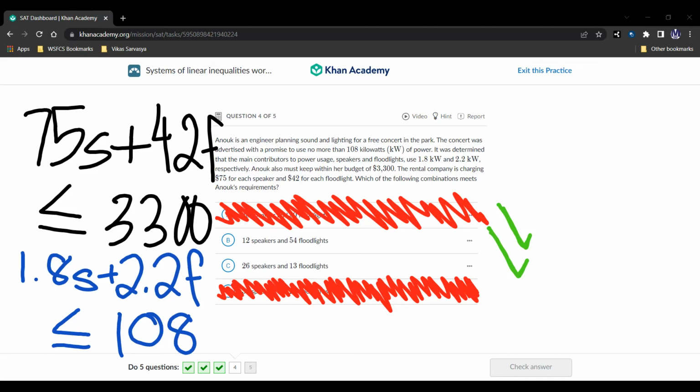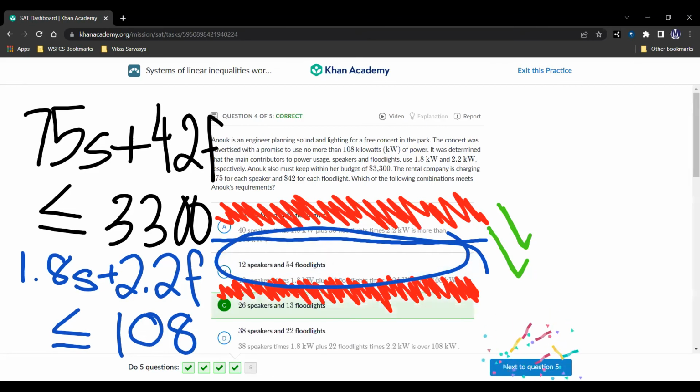So the first one, we have 12 speakers and 54 floodlights. And that's going to give us 140.4 kilowatts. That is not going to work. Now plug in the second one, we get 75.4 kilowatts. This one works. It fulfills both inequalities. So this meets the requirements, and this is our answer.